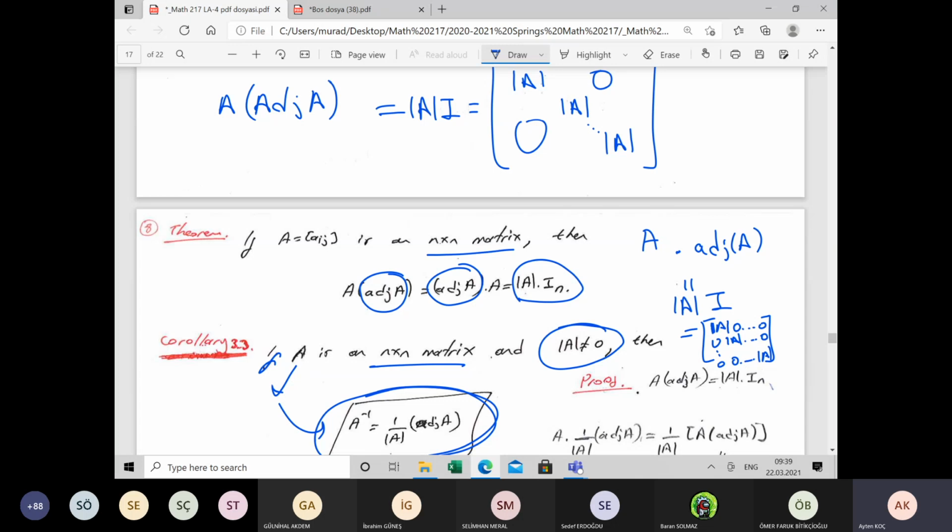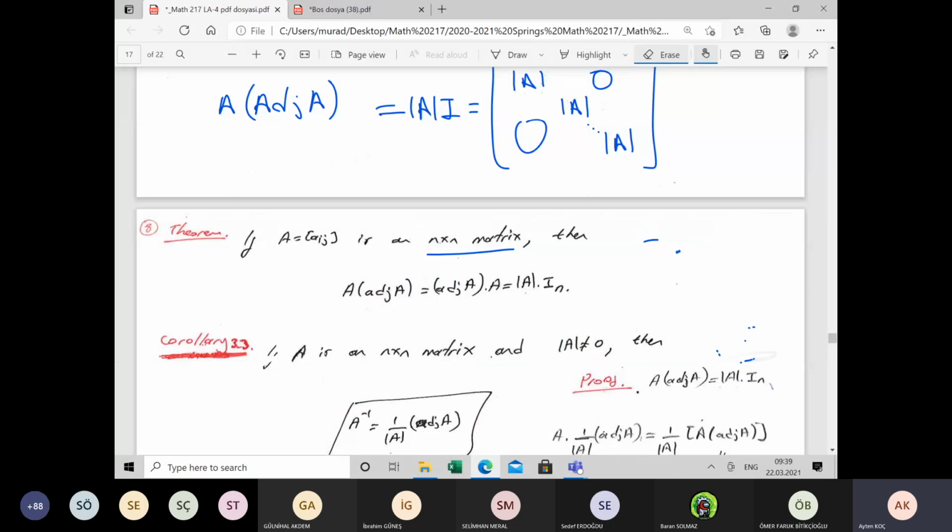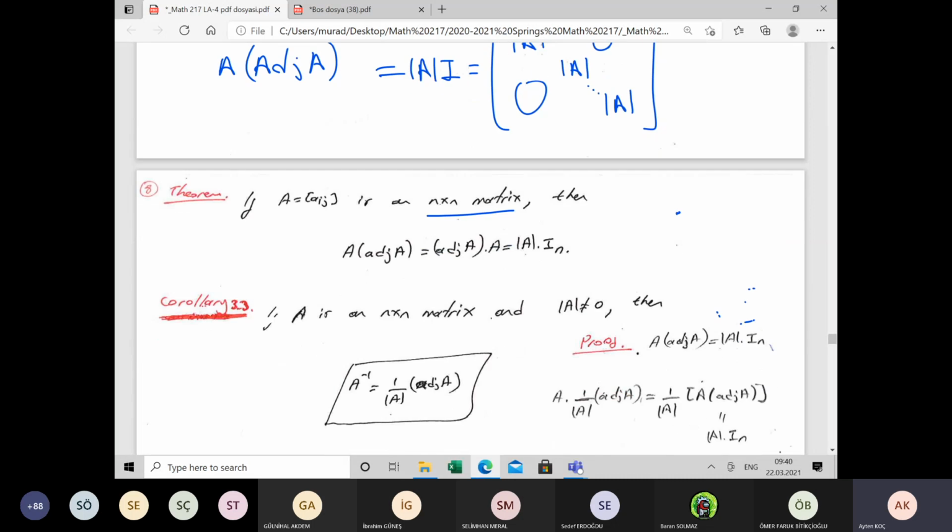Yes, and now let's prove this corollary. First of all, if the matrix A is n by n and the determinant of A is non-zero, then our matrix is invertible, and there is the formula to find the inverse matrix.